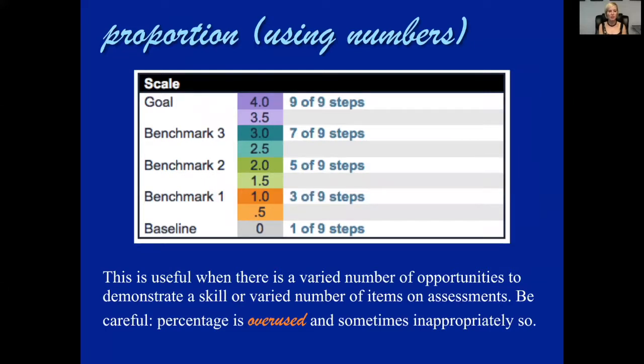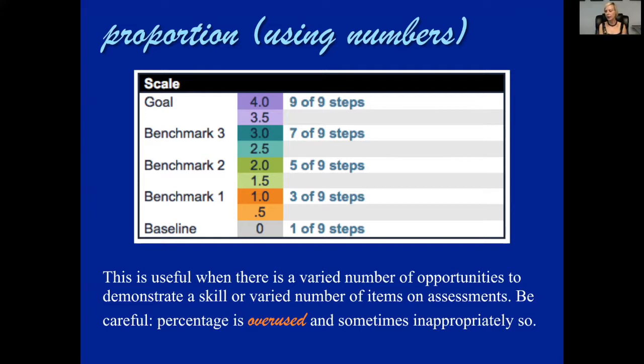And oftentimes we want to measure how the student performs and how the student becomes more independent. Proportion is another way of taking data. This is useful. Unlike frequency, this is useful when there are varied numbers of opportunities. So we can use a percentage or a proportion of steps that a student completed. So we might say there are 9 steps in completing homework.